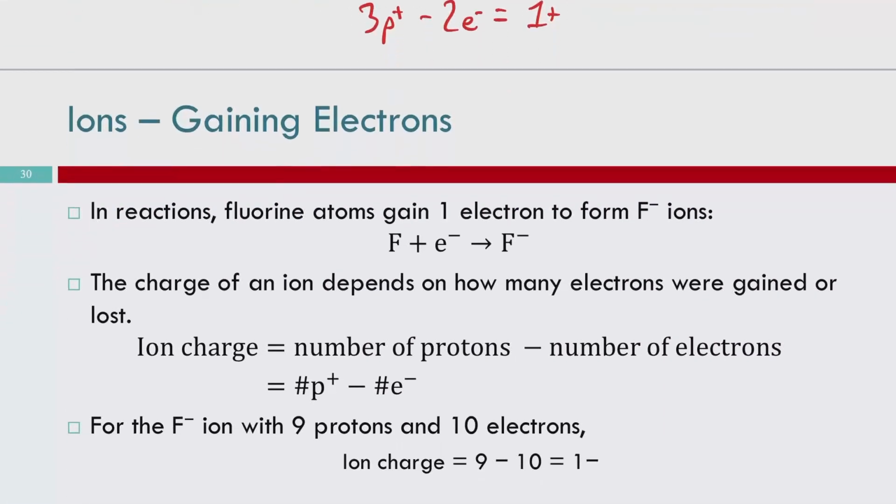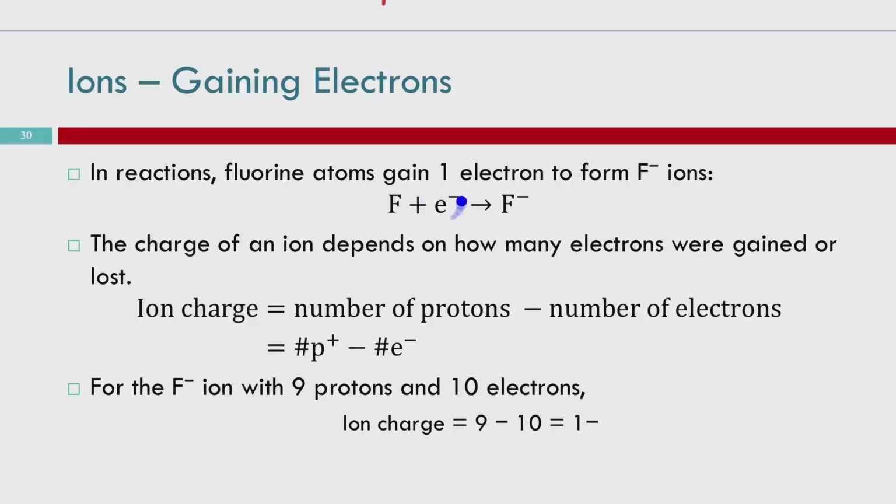If we gain electrons, like fluorine likes to gain 1 electron, it becomes F-. I'll also point out here that we omit a 1 in the charge. This is also convention. So if we've got +1 or -1 for our charge, we just write plus or minus, rather than also including the 1.